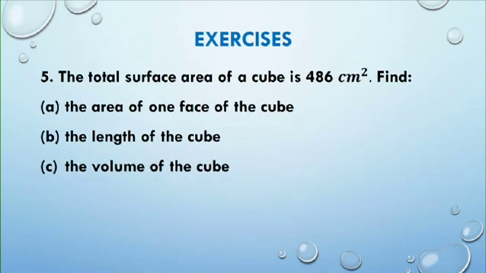Question 5. The total surface area of a cube is 486 centimeters square. Find part A, the area of one face of the cube, part B, the length of the cube, and part C, the volume of the cube.